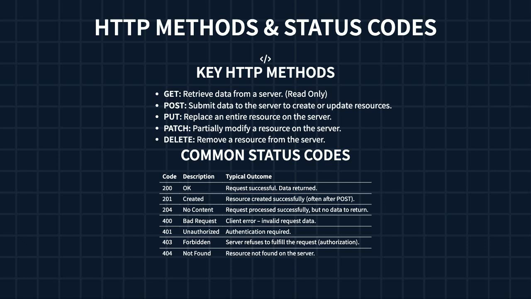Then there's a whole range of status codes that tell you what happened with your request. A 200 means everything went smoothly, like, here's the data you wanted. A 201 says, yay, I made something new. 404 usually means the page you were looking for doesn't exist. Understanding these methods and codes is key to debugging front-end applications.